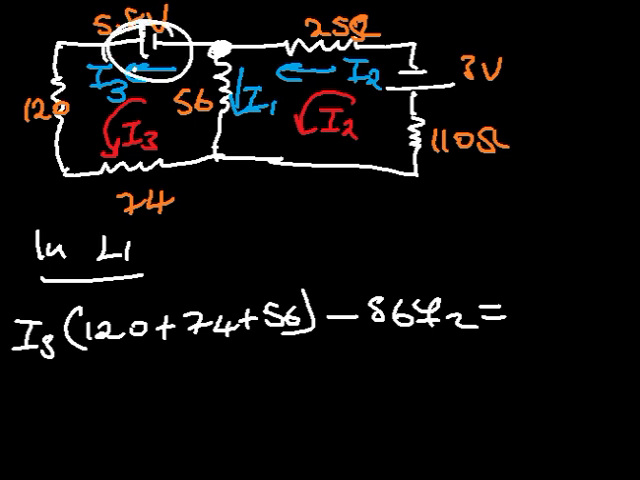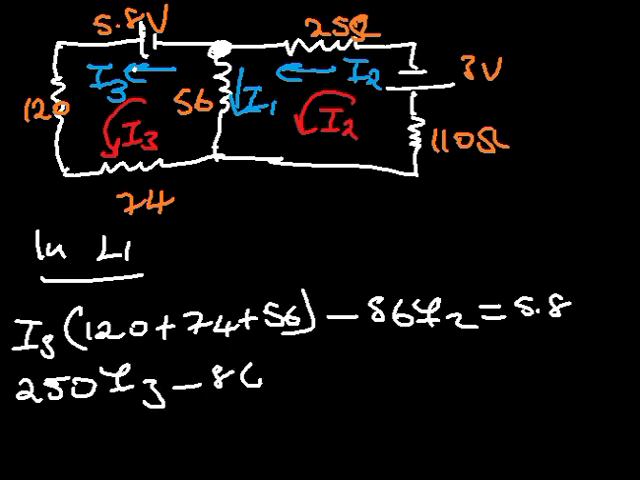Now what are the polarities of the battery with respect to the flow of the current? In this case, the current enters the negative terminal to the positive terminal. That is the voltage gained, which means we'll have it as 5.8. That's the only battery we have in that particular loop. So we have 120 plus 74 plus 56, which gives 250. So 250 times I3 minus 56 I2 is equal to 5.8. So now this is equation 1.